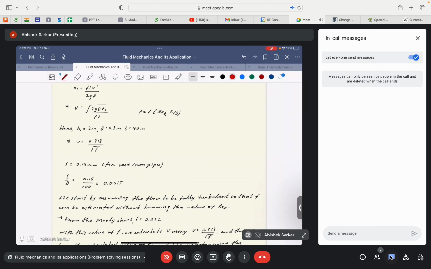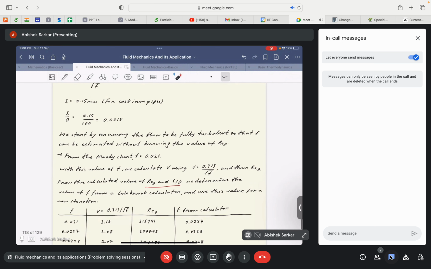We assume the flow to be fully turbulent so that F can be estimated without knowing the value of the Reynolds number. Because at fully turbulent flow it becomes independent of Reynolds number, right? So just by knowing the value of the relative surface roughness, we can determine the value of friction factor. So from Moody's chart, for the value of 0.0015, we get that F is equal to 0.021.